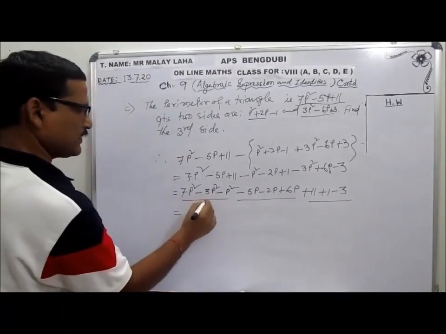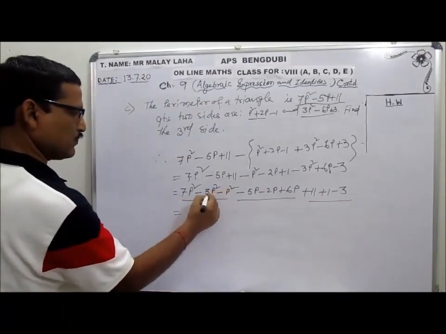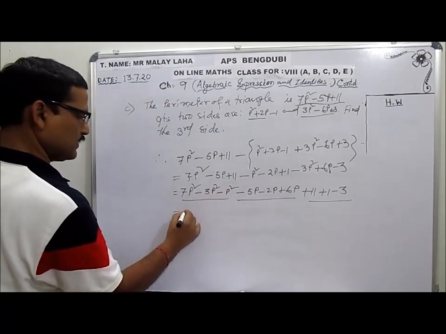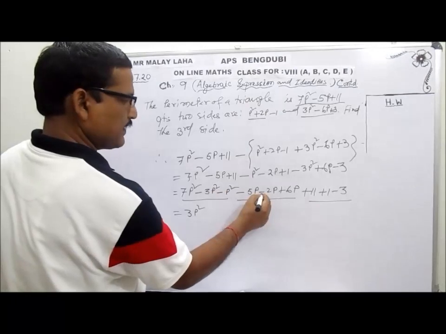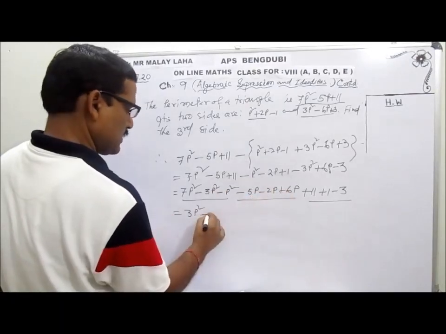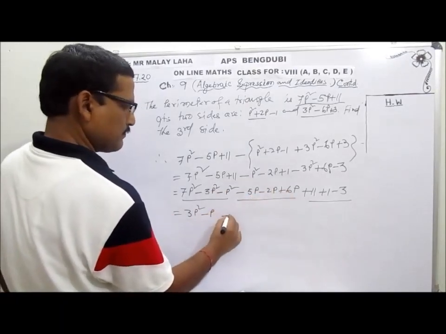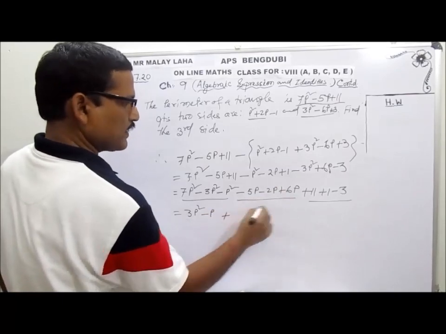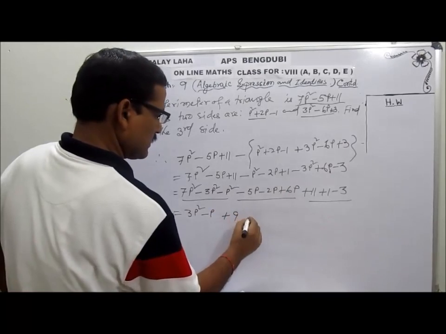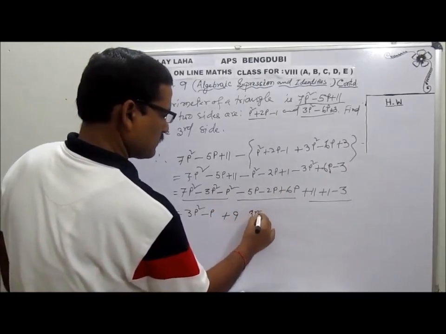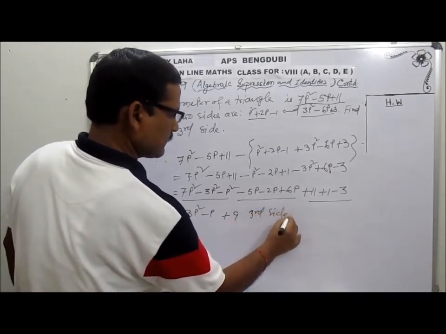So 7 minus 4 is 3p square, minus 7 minus 6 is 1, that is p, and plus 12 minus 3 is 9. Answer, third side. You write down the third side.